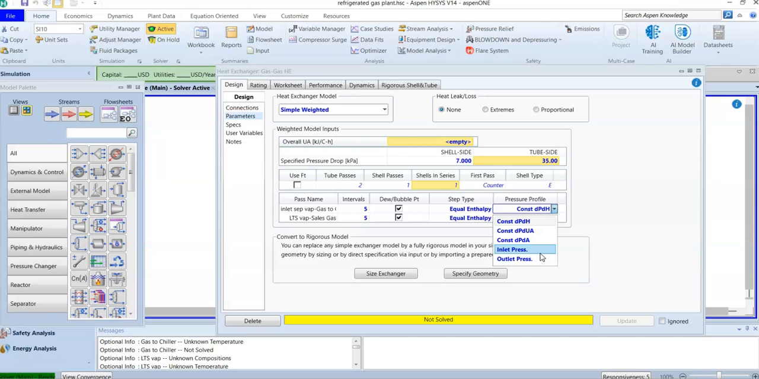So we are keeping our profile at constant pressure, which is equal to the outlet pressure. Okay, so now we have entered all the information over here. We still, as I mentioned before, haven't solved our heat exchanger.